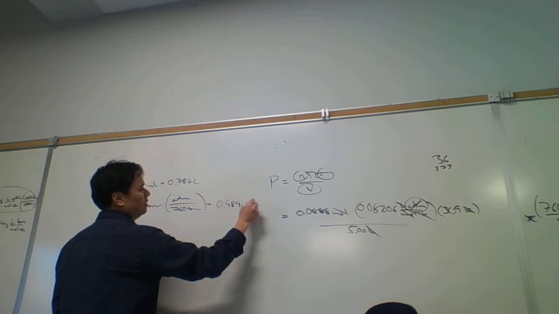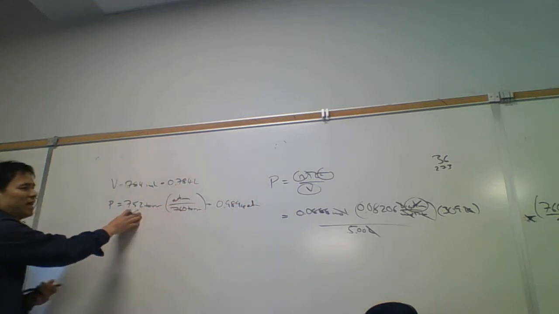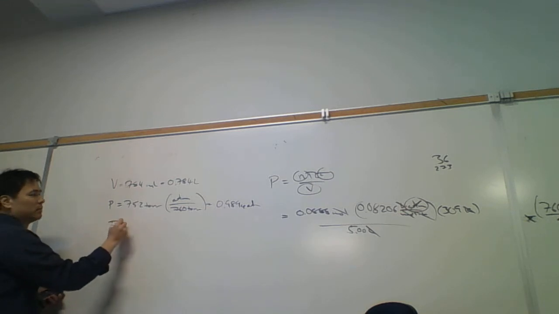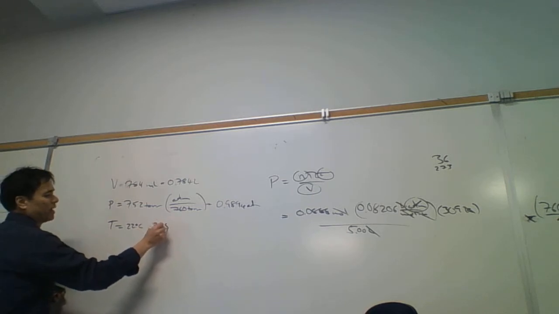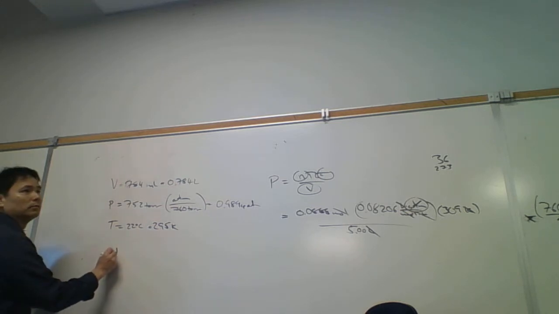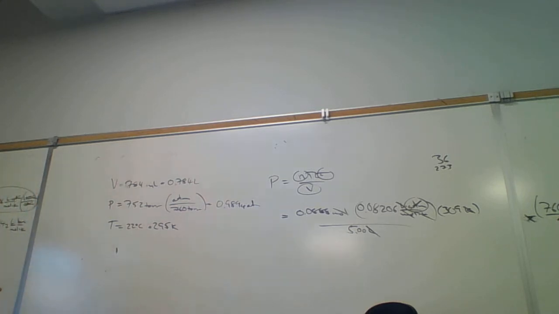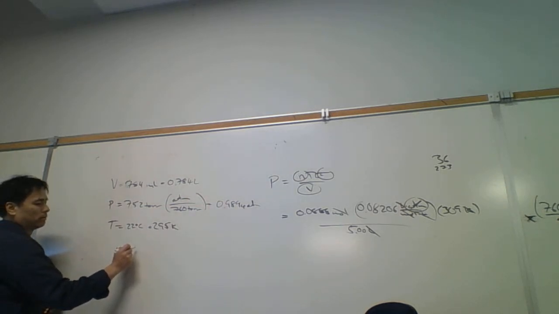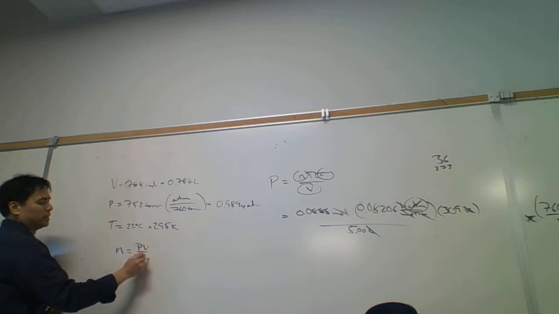0.9894 atmospheres. The only disadvantage of converting it now rather than in the equation is round off error. The temperature is 22 degrees C, which is plus 273. It's going to be 295 Kelvin. And so I just need to solve for, what are they asking for? How many moles? So they just want the moles. Well, the moles is equal to PV over RT.